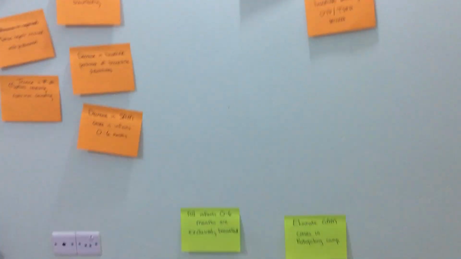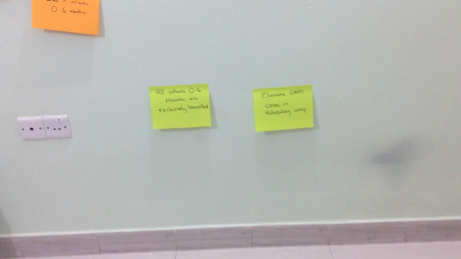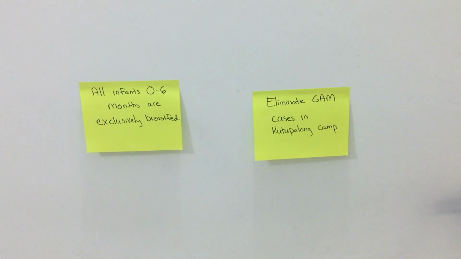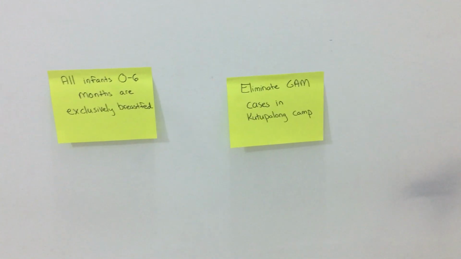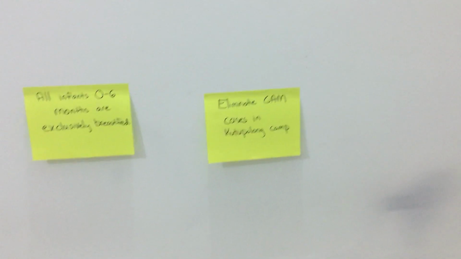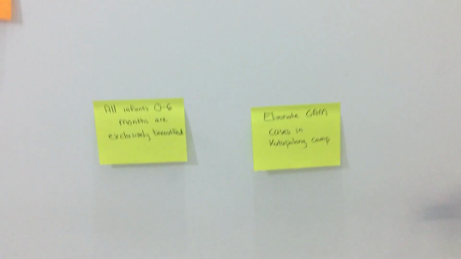Then at the bottom, I put just some suggested goals. And so the two that I have for now are that all infants 0 to 6 months are exclusively breastfed. This is a very big goal. This is a dream that we would love to see happen. And we also want to eliminate malnutrition cases in Kutupalong camp where we are working.